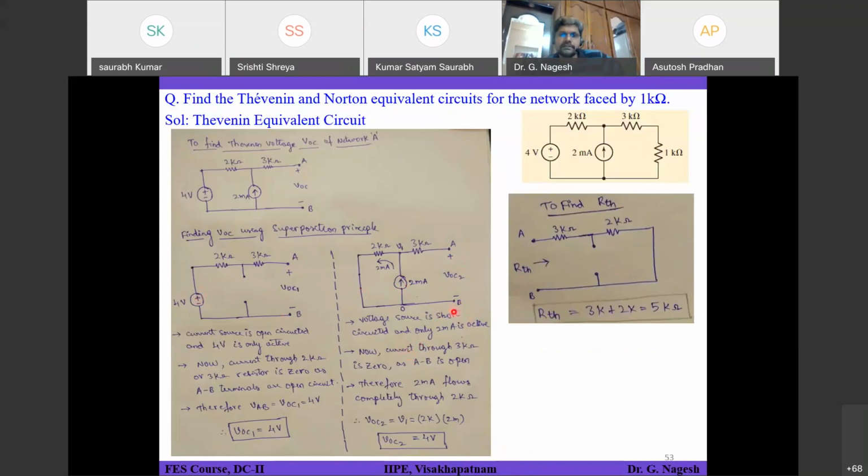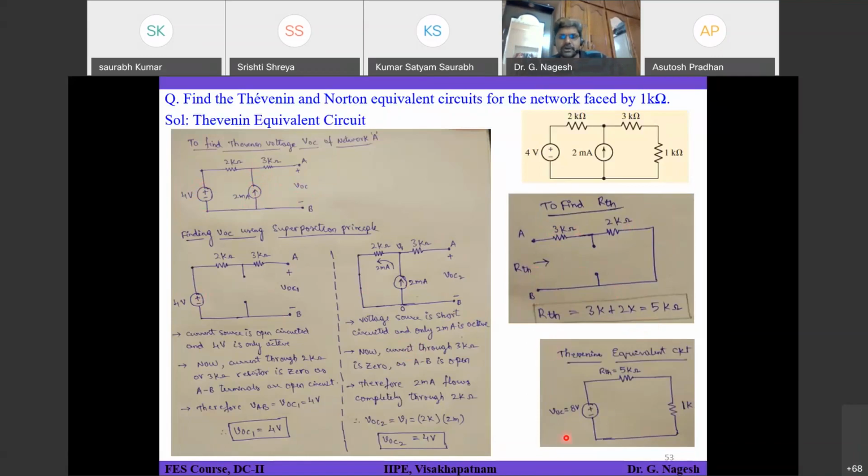What is the Thevenin's equivalent resistance? You have to see the same network in this direction. The voltage source needs to be short circuited and the current source needs to be open circuited. If you see that, you will observe that there are 3K and 2K in series, so the total will be 5K. This is RTH. To draw the Thevenin's equivalent circuit, you have to find VTH in series with RTH.